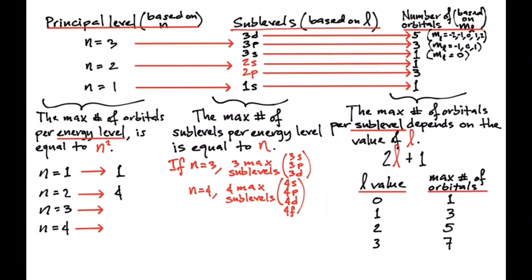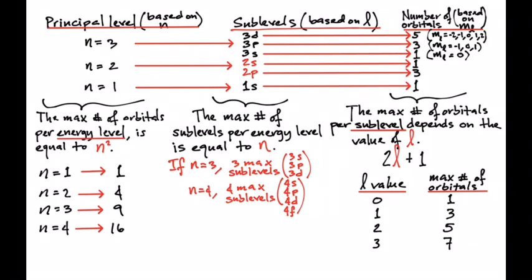For n equals 3, 3 times 3 is 9. So 9 orbitals can exist, coming from the 3s, 3p, and the 3d. Add 5, 3, and 1, and you get a total of 9 orbitals in that third energy level. For n equals 4, that would be a total of 16, n equals 5, 25 orbitals, and so on.